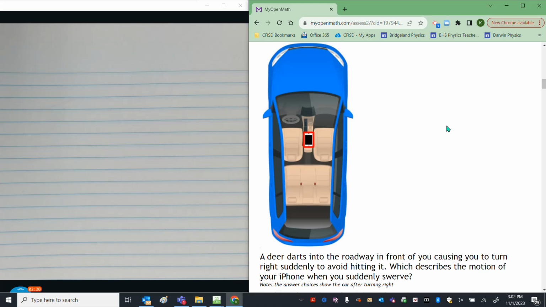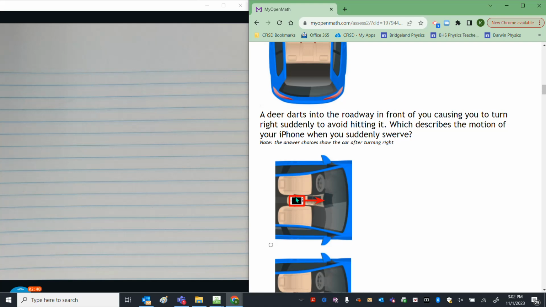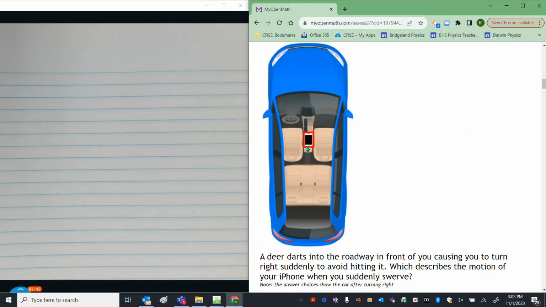If you suddenly turn, your phone has inertia as well. It's an object in motion. It will continue in motion with a constant velocity. That means same speed, same direction, which means if I turn, it's still going to be wanting to go forward based on this position of the car right now. When the car turns, though, that's not forward anymore. That is to the top of my screen.